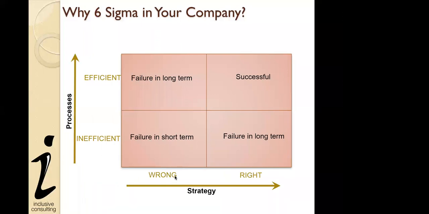Now, another reason why Six Sigma is so focused on processes and improvement in processes. If you have the wrong strategy and inefficient processes, you have failure in the short-term, immediate results. However, if the board and senior management come up with the right business strategy but you have inefficient processes, you will still have success in the short term, but your business performance will not be sustainable. You will not have long-term success in the future.